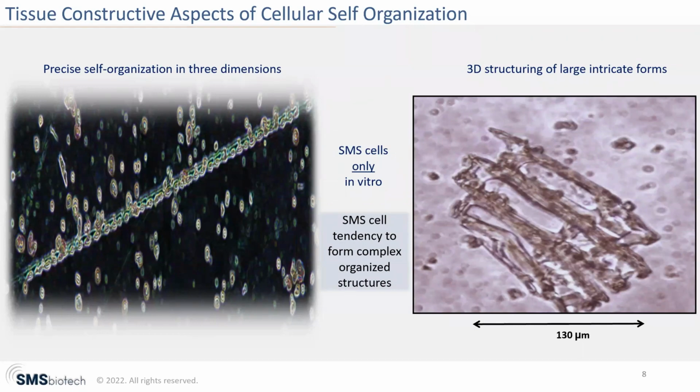So we also know that SMS cells are quite able to self-organize. They are able to build a three-dimensional complex structure. These cells have a readiness in vitro to form complex organized structures. And these are really a good hint to them being involved in regenerative reconstruction of tissue and organs.